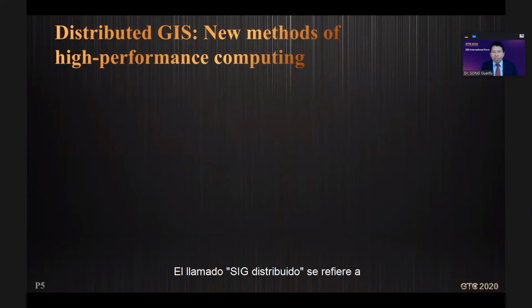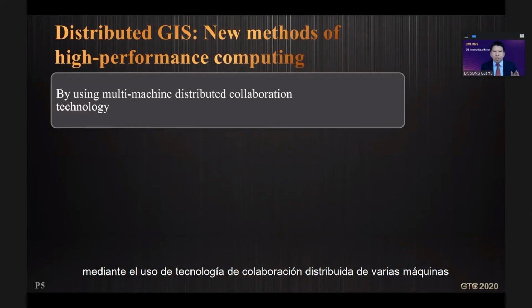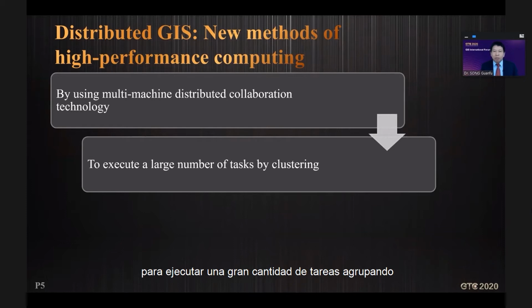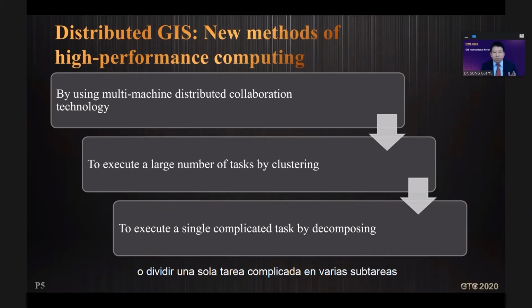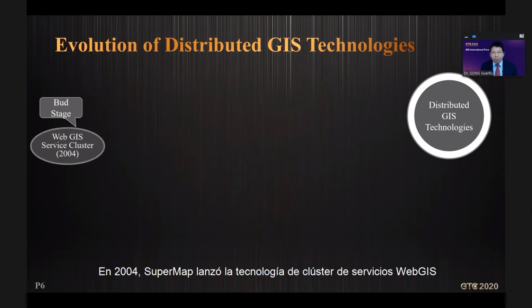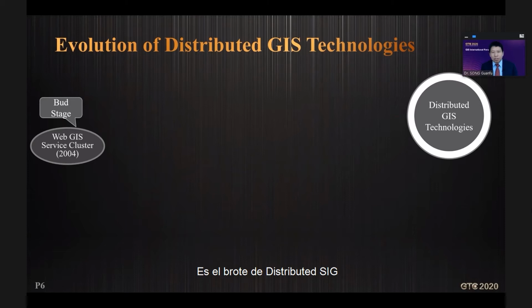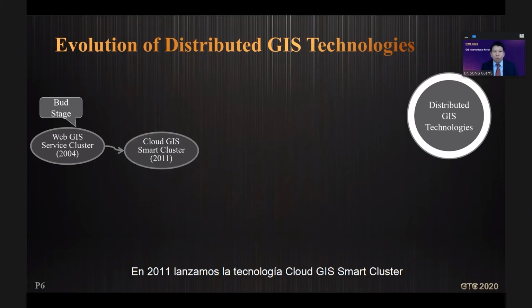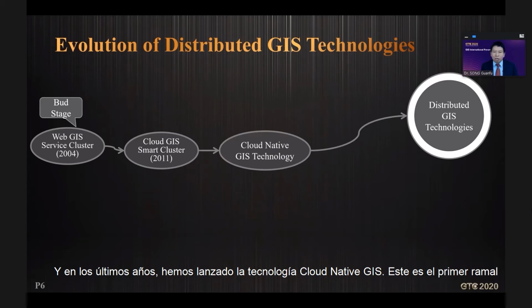The so-called distributed GIS refers to using multi-machine distributed collaboration technology to execute a large number of tasks by clustering, or to split a single complicated task into several subtasks, which can be executed by several machines at the same time. The development of distributed GIS has evolved a long way. In 2004, SuperMap launched WebGIS service cluster technology. It is a part of the distributed GIS. In 2011, we launched Cloud GIS Smart Cluster technology. And in recent years, we have launched Cloud Native GIS technology.